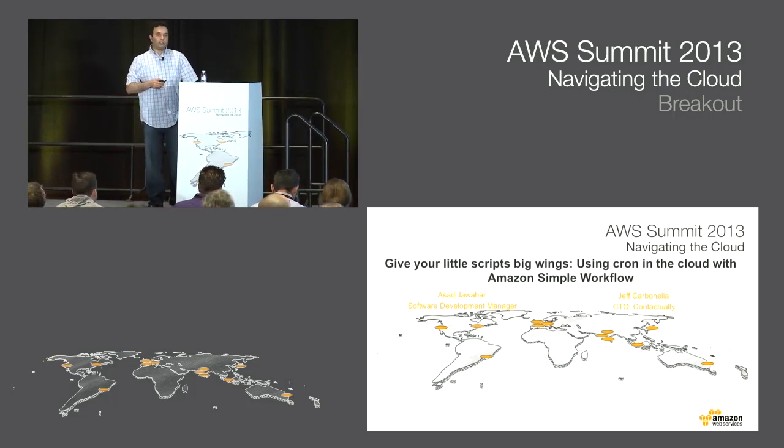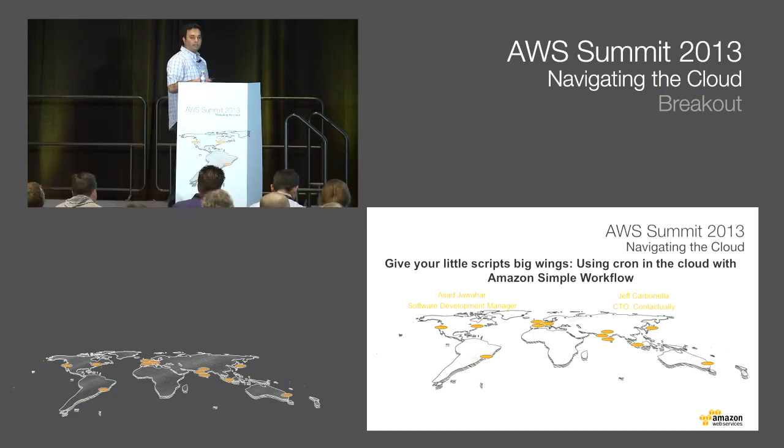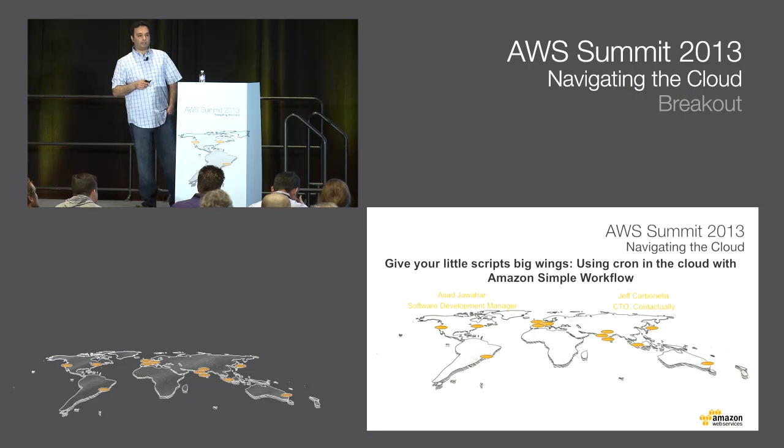In this session, we are going to talk about Amazon Simple Workflow and how you can use it to build out various use cases in the applications that you build. And specifically, we are going to talk about the cron use case, which is running tasks on a periodic basis.